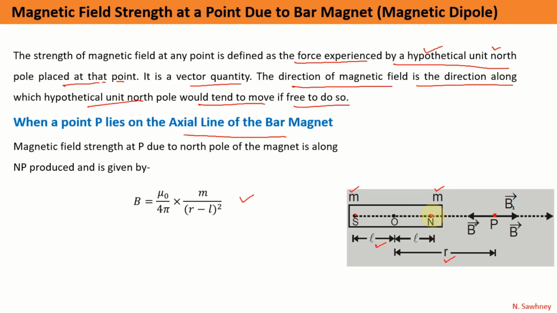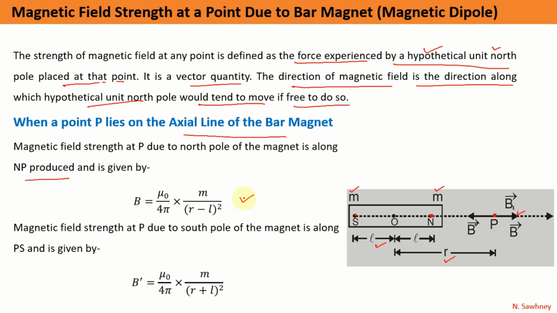The distance between the north pole of the bar magnet and point P is r minus L. So in the denominator it will be (r minus L) whole square, and the direction will be away from P. As this is also a north pole, this is also a north pole, so they will repel each other. So the direction will be away from north pole. That means NP produced.